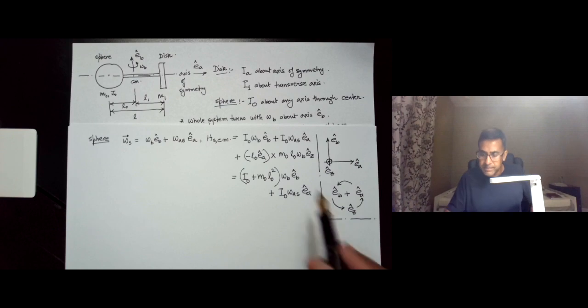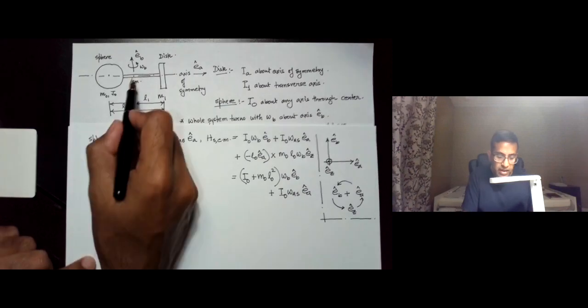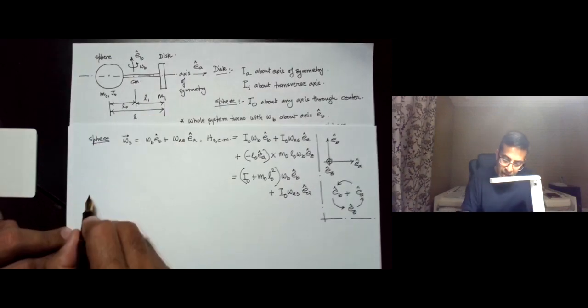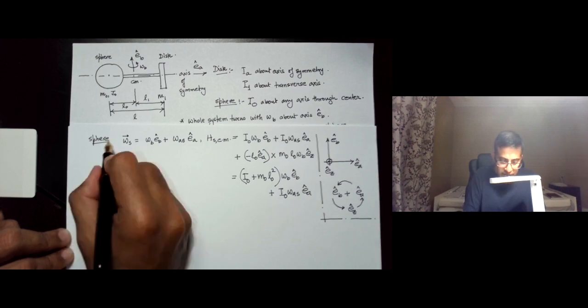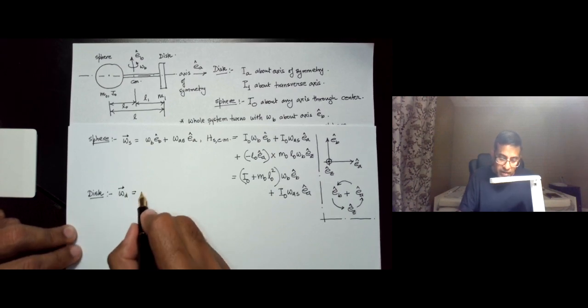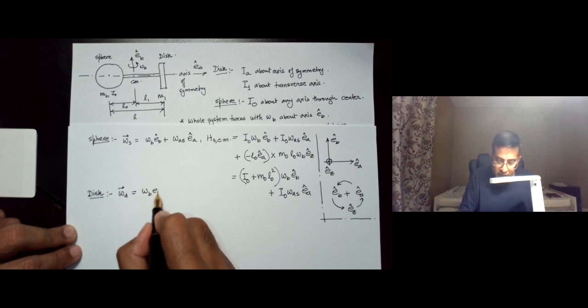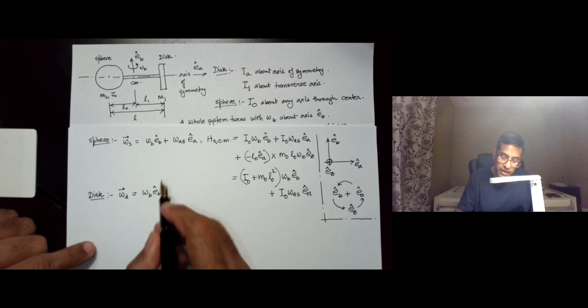Okay, so that's the sphere's angular momentum about this center of mass. Now let's do a similar calculation for the disk. For the disk, let's denote the angular velocity by omega d. Omega d is going to be omega b EB, because the whole assembly is turning about the EB axis with an angular velocity of omega b.